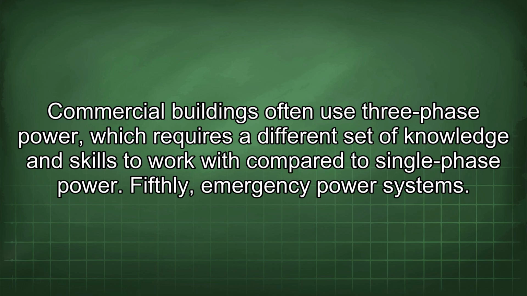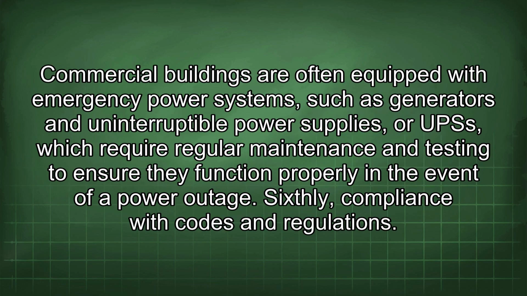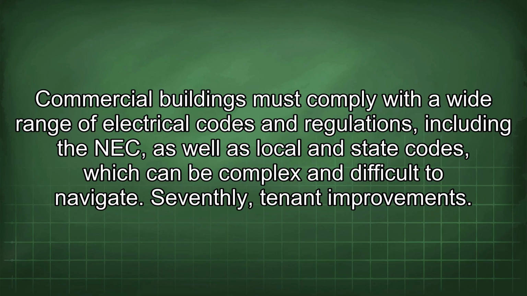Fifthly, emergency power systems. Commercial buildings are often equipped with emergency power systems, such as generators and uninterruptible power supplies, or UPSs, which require regular maintenance and testing to ensure they function properly in the event of a power outage. Sixthly, compliance with codes and regulations. Commercial buildings must comply with a wide range of electrical codes and regulations, including the NEC, as well as local and state codes, which can be complex and difficult to navigate.